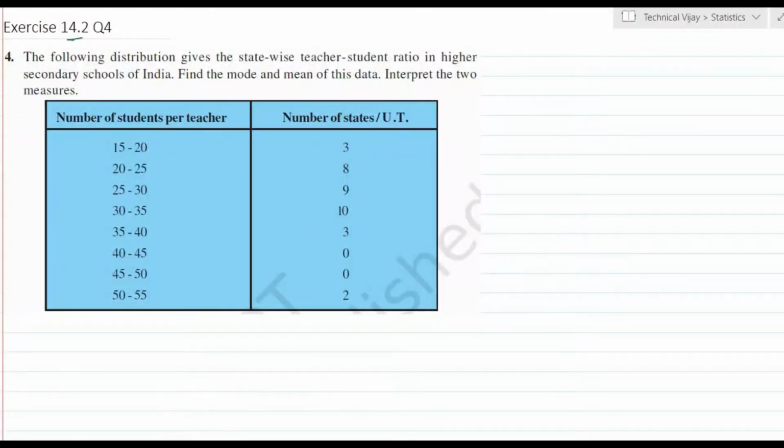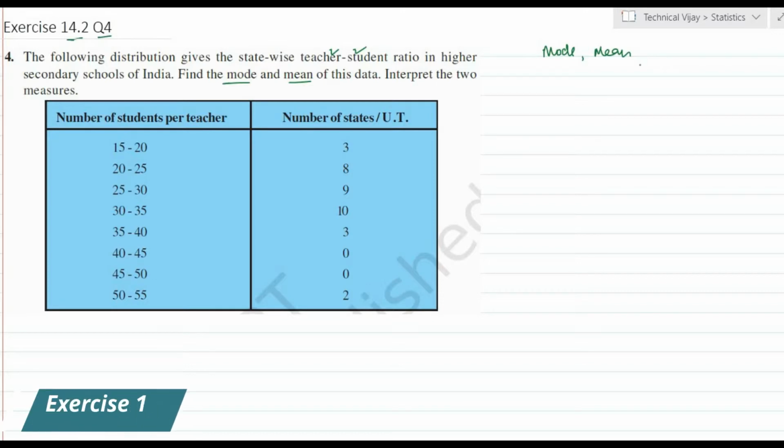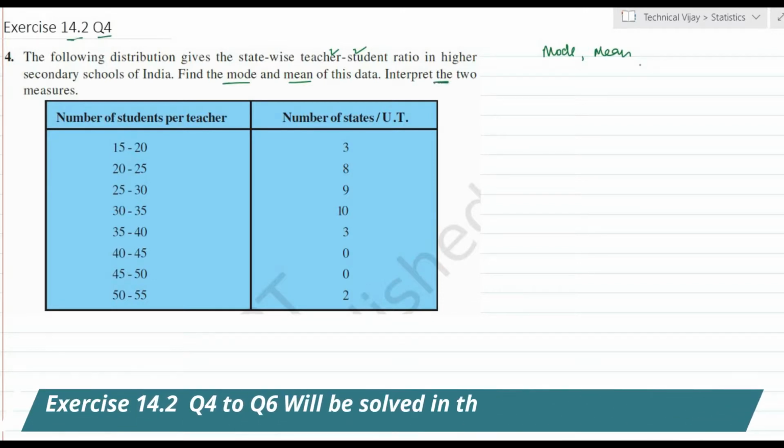Exercise 14.2, question number 4. The following distribution gives the state-wise teacher-student ratio in higher secondary schools of India. Find the mode and mean. Here also he has asked for both the mode and the mean of this data. Interpret the two measures. We have to analyze the two measures.